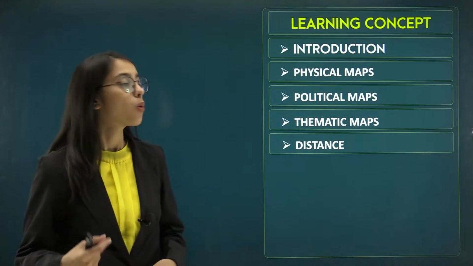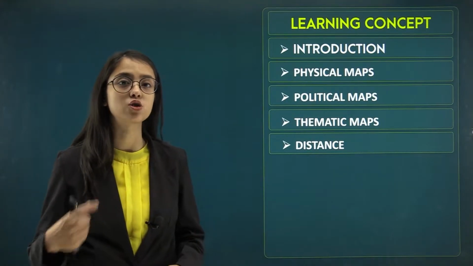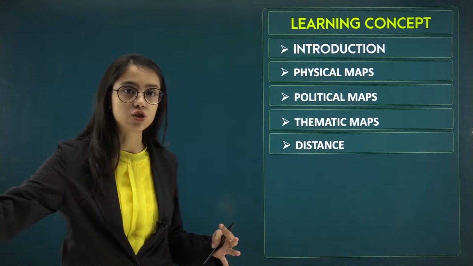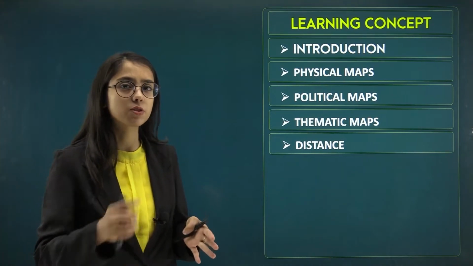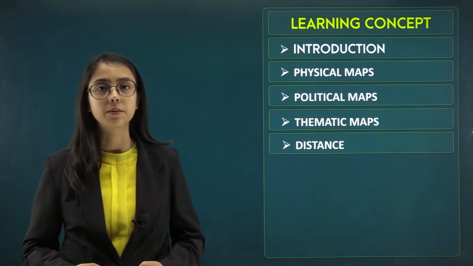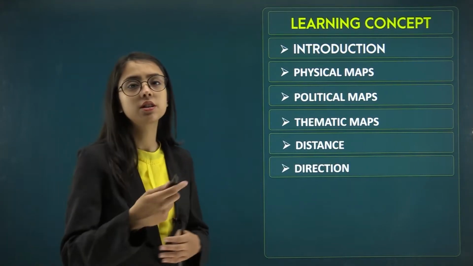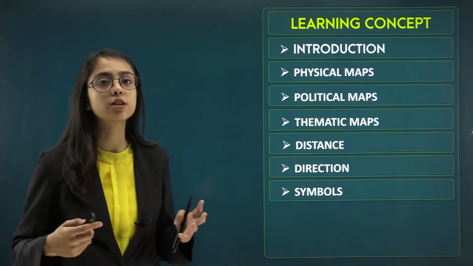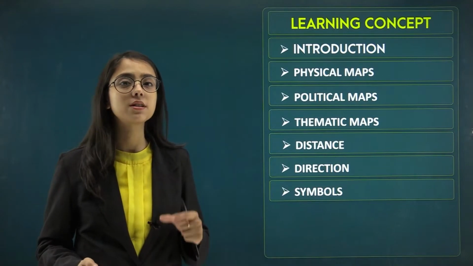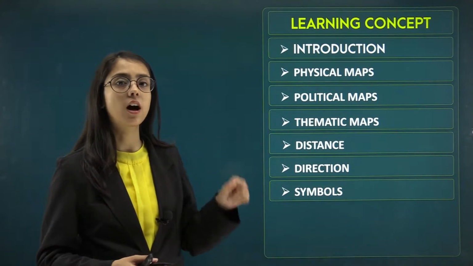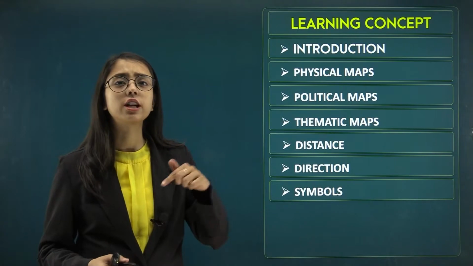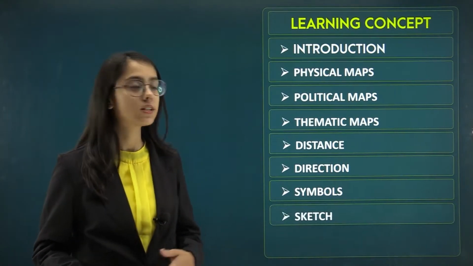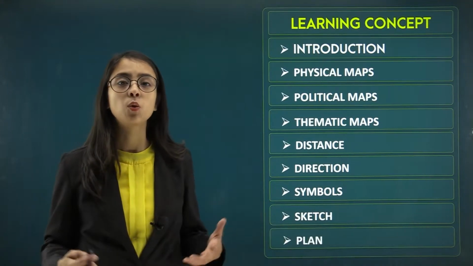Then we will see what is distance and how is it measured in terms of maps, because the distance in real life is very large, but in maps it is a small piece of paper. So how is distance measured according to that? Then we will see direction, what are different directions. Then we will see symbols, what kind of symbols are used in maps. I am sure you must have observed that when you see a map there are cross signs, signs of railway tracks. So what do these symbols denote? We will see that. Then we will see what is a sketch and what is a plan.